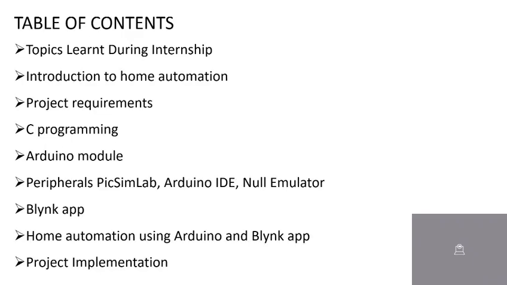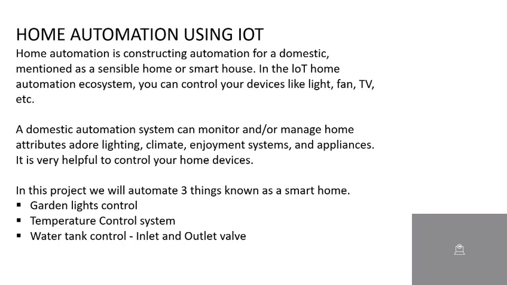And this is the table of contents. In this one, the topics learned during internship, introduction to home automation, project requirements, C programming, Arduino module, and peripherals like software required in building home automation, like Proteus Lab, Arduino IDE, Node emulator, Blynk app, home automation using Arduino and Blynk app, project implementation. Then home automation using IoT.